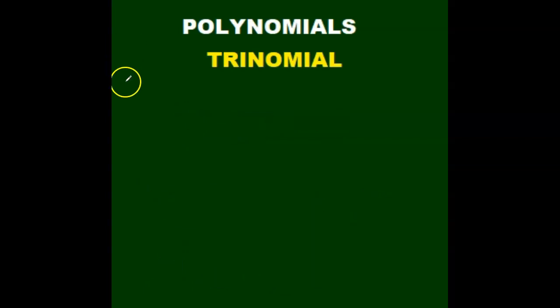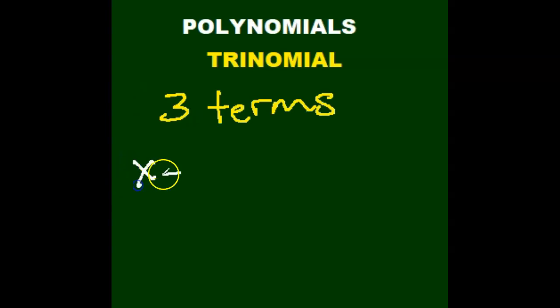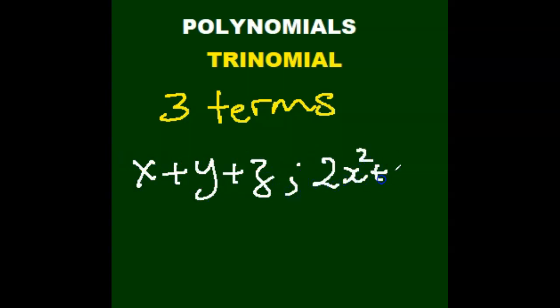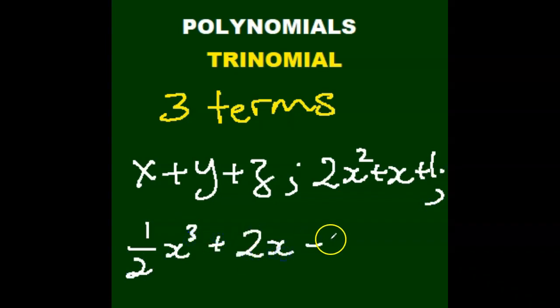What about trinomial? Remember, tri is 3: triangle, 3 sides; tricycle, 3 wheels. Trinomials, 3 terms. Examples would be x plus y plus z, 3 terms, 2x squared plus x plus 1, again 3 terms, or, I don't know, we can do, say, half x cubed plus 2x minus 3 over 2. 3 terms in each one.